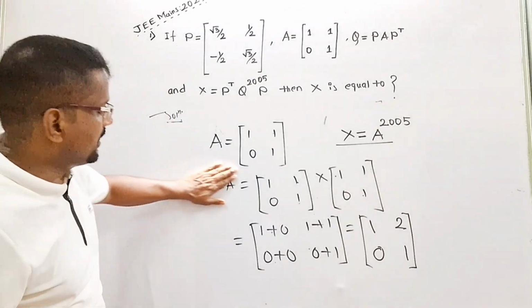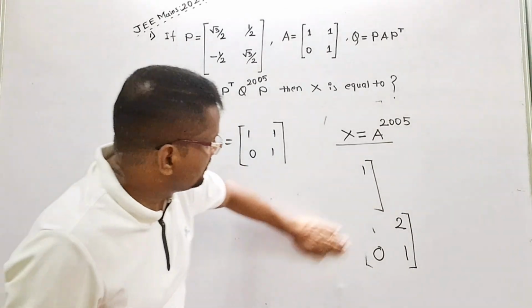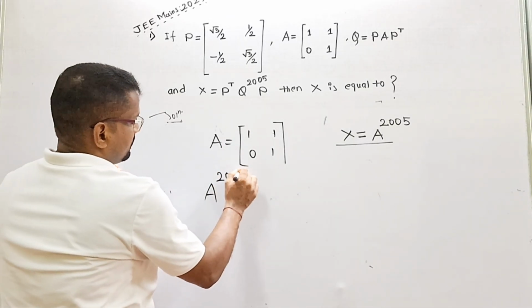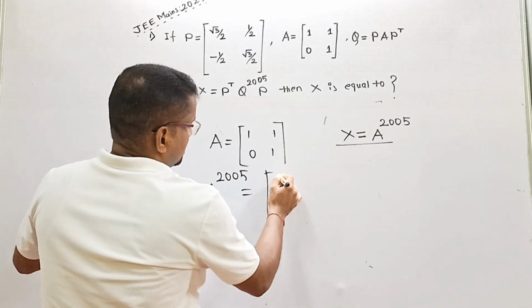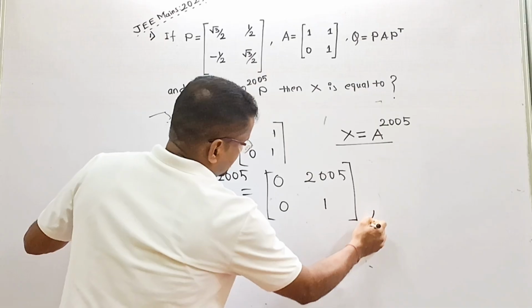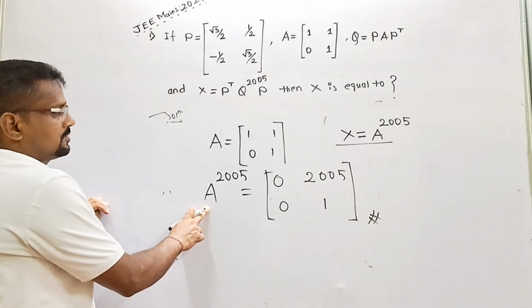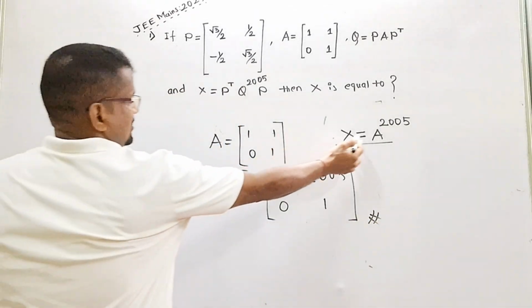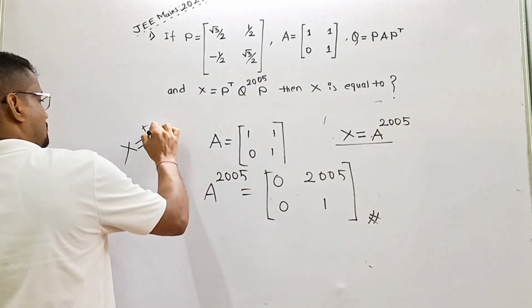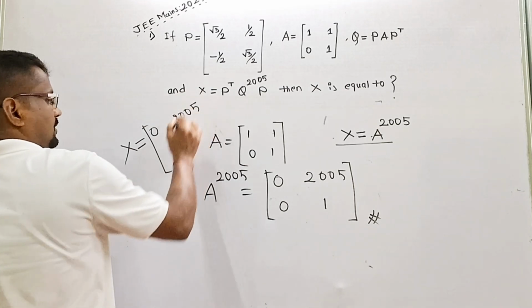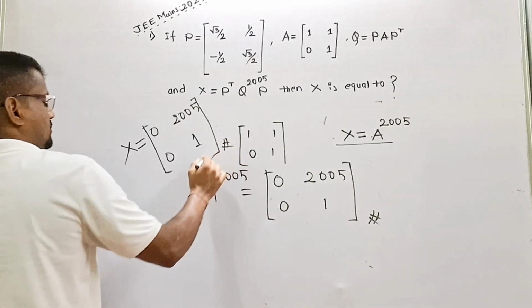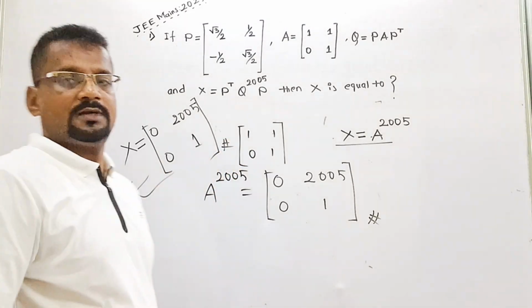So from this symmetry, directly we can say A to the power 2005 is what? It is easily going to be 1 2005 0 1. This is your answer. This is your A to the power 2005. So finally x is your A to the power 2005. So we can say x is equal to 1 2005 0 1. This is your final answer, and this option is given. I hope it's clear. Thank you.